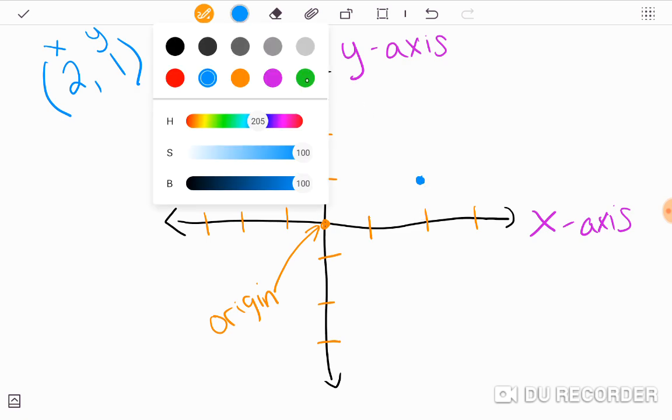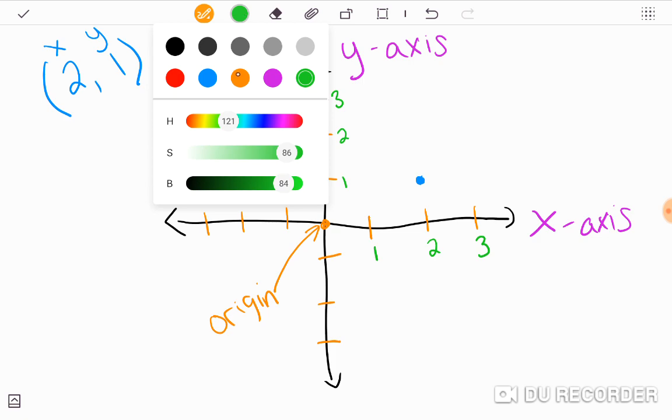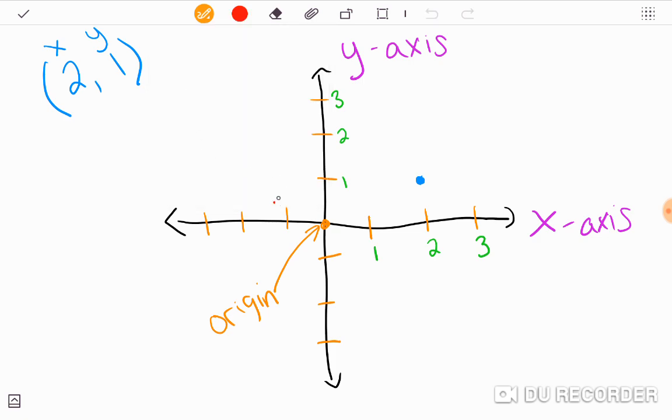Your values on a graph to the right are positive and up is positive. So right and up are positive values. Down and left are negative values. So negative 1, negative 2, negative 3, and negative 1, negative 2, negative 3. Right and up are positive, left and down are negative.